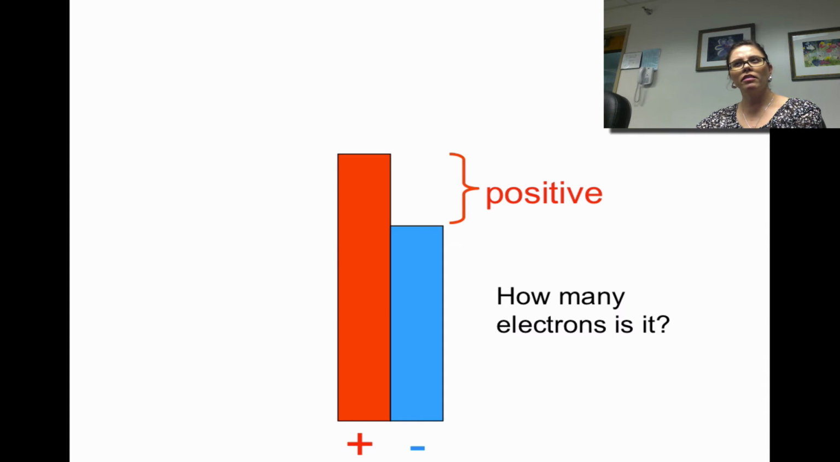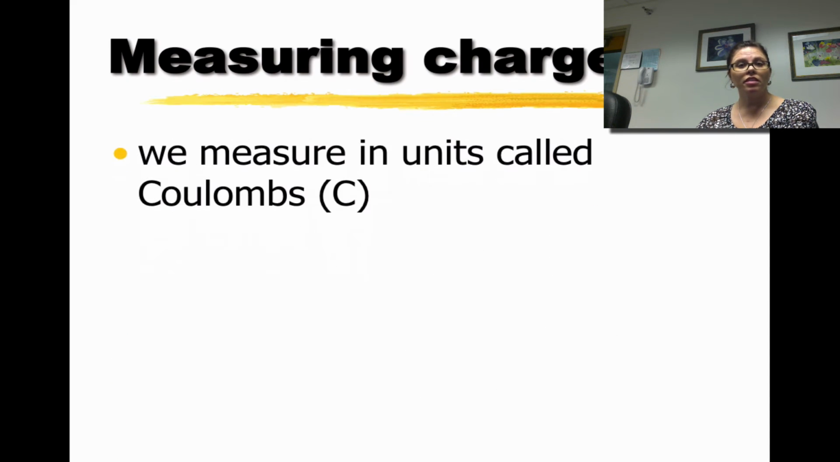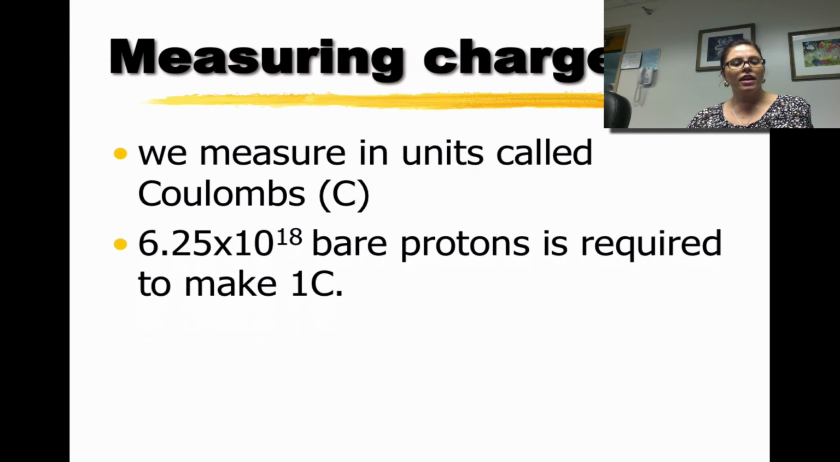Okay, so let's talk about order of magnitude and how many electrons we are talking about. So typically when we charge an object, we're adding or removing somewhere on the order of 1 × 10⁸, 100 million electrons. That's a lot. Okay, so when we measure charge, charge is measured in coulombs. That's the units of charge, coulombs. It takes 6.25 × 10¹⁸ bare protons to make 1 coulomb. So a coulomb is a large charge.